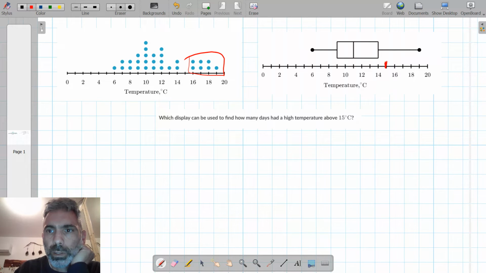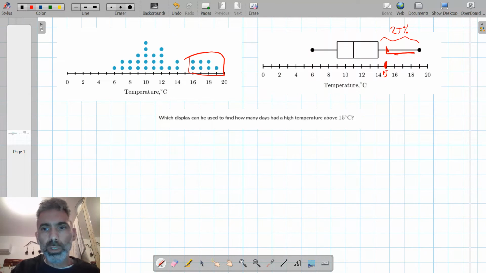this is the 15 degrees Celsius mark. We don't know how many data points we have here. This is the 4th quartile. We know that 25% of the data points are in this quartile, but we don't know how many data points there are, and of course we don't know how many data points are in this section. So obviously for this question the dot plot is more useful.